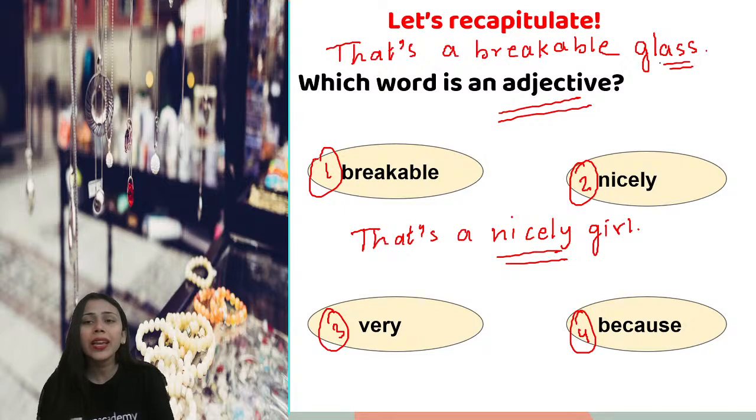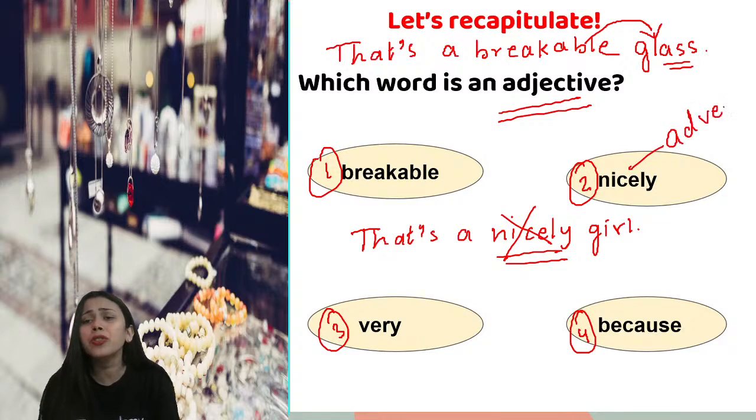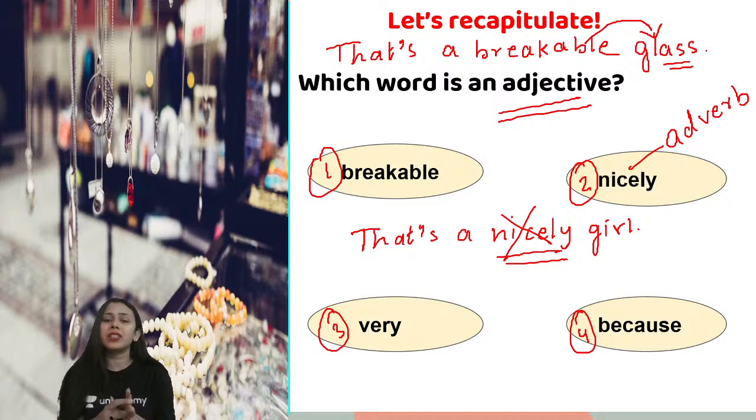तो glass को ये word जो है, it is describing the noun glass here, right? But nicely cannot describe a noun or pronouns. Nicely जो है वो कभी भी noun या pronoun को describe नहीं कर सकते, because this is an adverb. And adverb जो होते हैं वो actions को describe करते हैं. For example, I'm teaching you. So what's the action here? Teaching is the action.